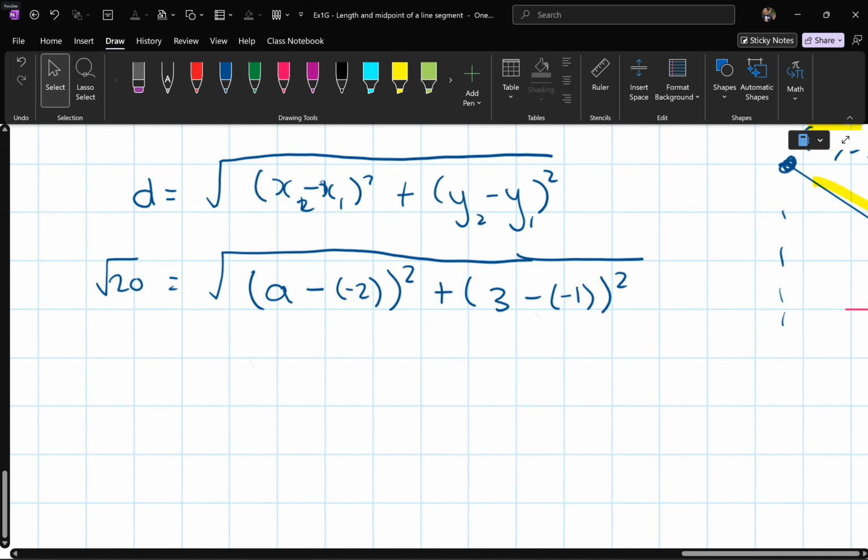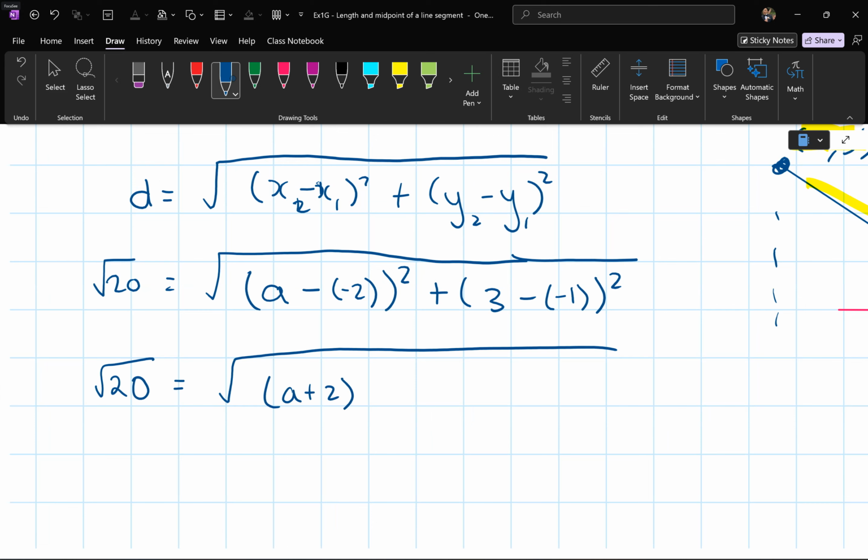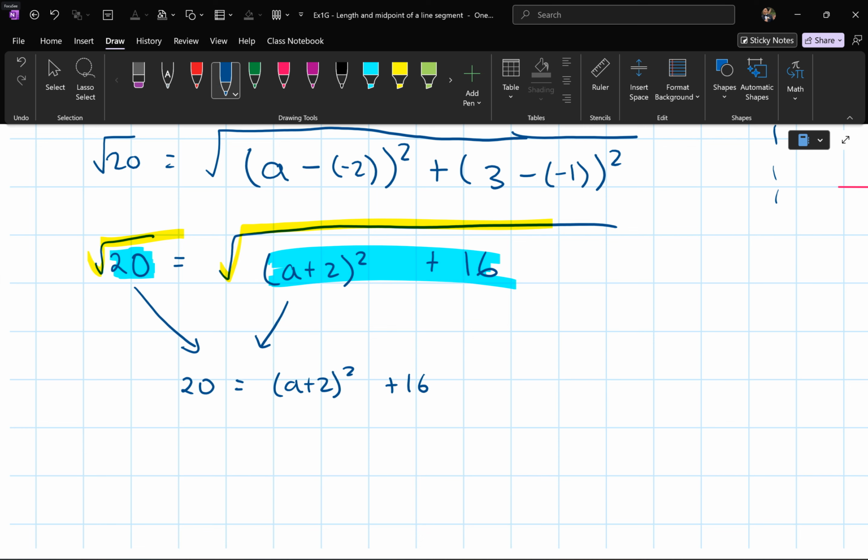I'm just going to zoom in a bit here. So then from here, the square root of 20 is equal to the root of (A plus 2) squared plus (3 plus 1, which is 4) squared, which is 16. What we can see is that both sides are square roots, and both left side and right side are meant to be equal, so what's inside must also be equivalent. You can square both sides if you want. But I can say, therefore, 20 must equal (A plus 2) squared plus 16.